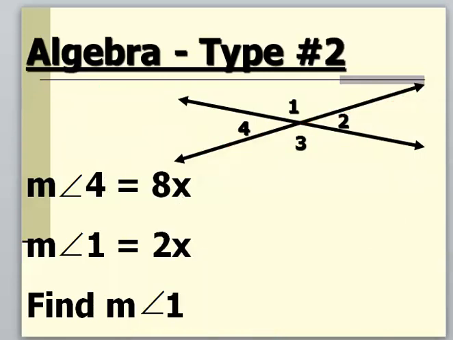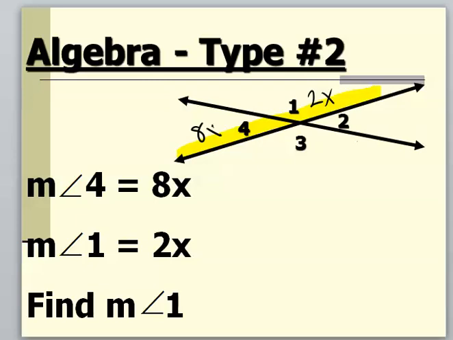We're going to go to the second type of algebra problem. This one's type 2. They're going to give us some different information in this type. The measure of angle 4 is 8x. The measure of angle 1 is 2x. What you will notice is that these aren't across from each other. They aren't vertical. They do make a straight line, so they do make 180 degrees.